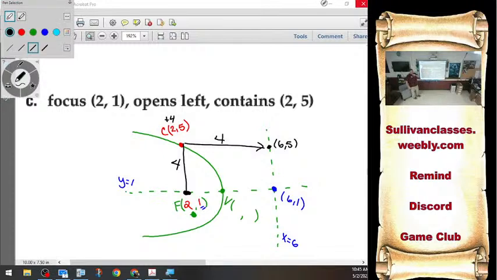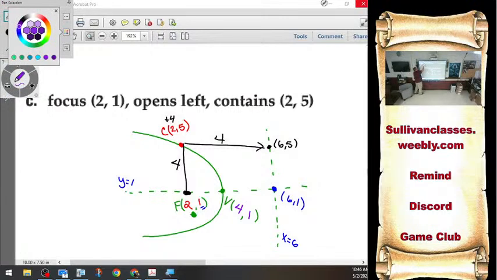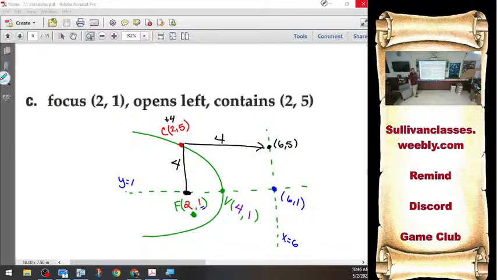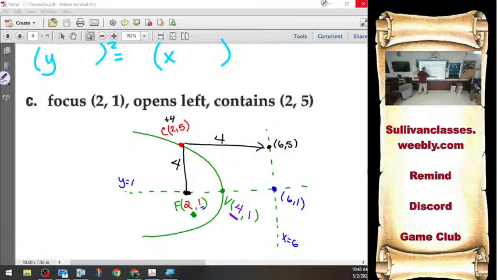What is halfway in between 2 and 6? 4. So (4, 1). When I see opens left, I know I'm going to have y squared. I now know my vertex is (4, 1). So h is 4, k is 1.